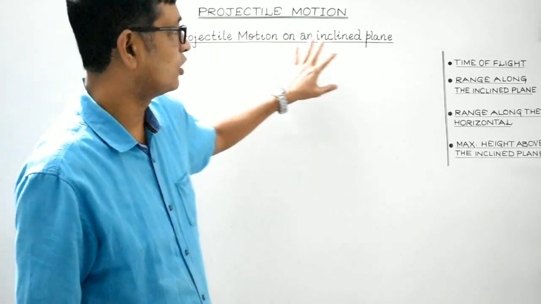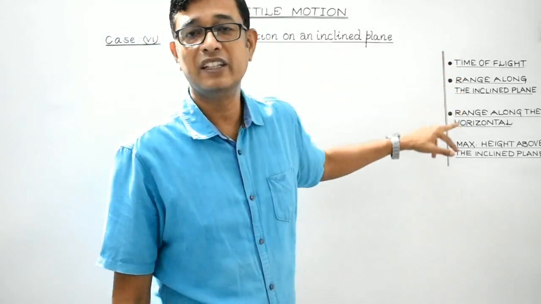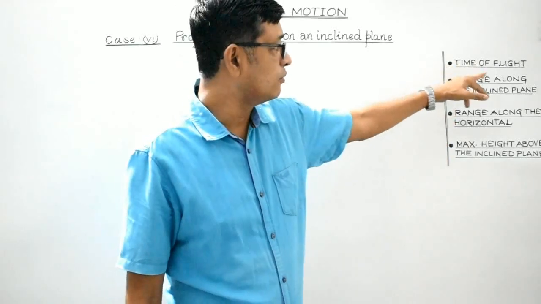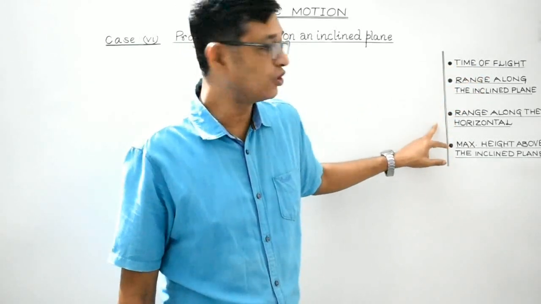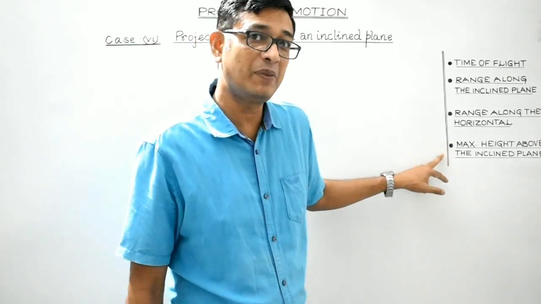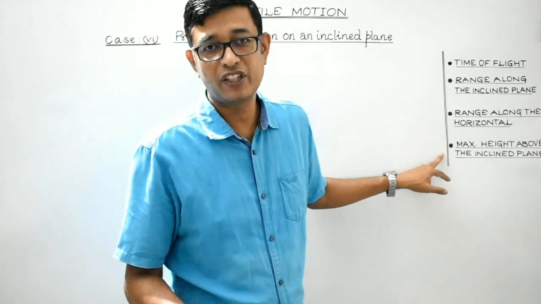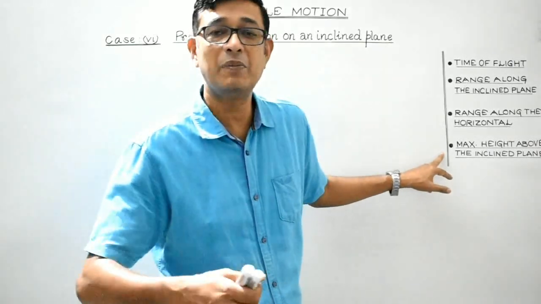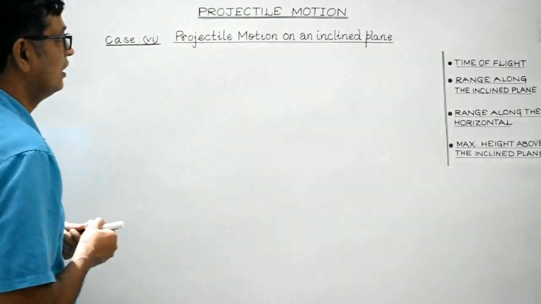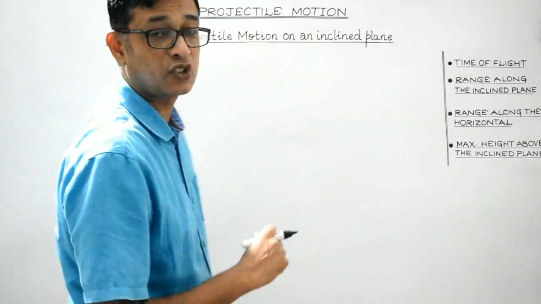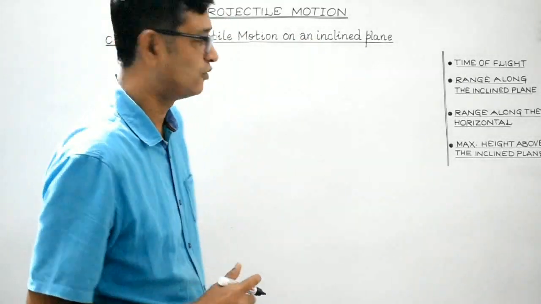In this particular topic, we will try to derive the expressions for time of flight, the range along the inclined plane, the range along the horizontal, the maximum height above the inclined plane, and the conditions for which the range on the inclined plane may be maximum, right? So let's start with the topics. Let's first concentrate on the diagram, right?